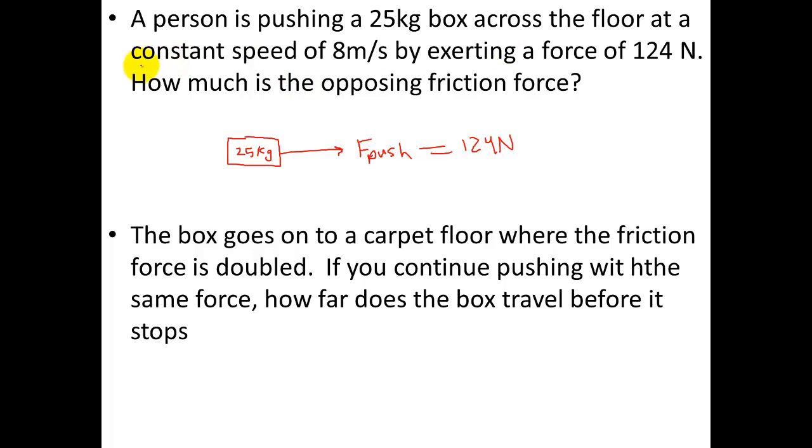Now it says we are going at constant speed. What does that mean? Constant speed, if you recall, means that the acceleration is 0, which means that the Fnet is 0.